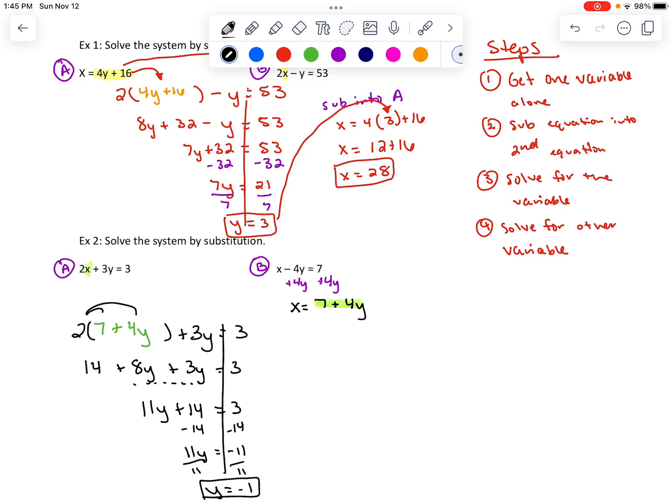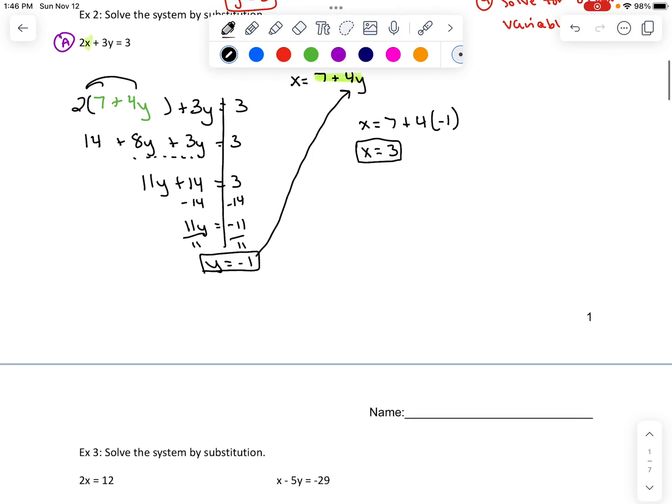Step 3 is complete. Now I need to solve for the other variable. I'm going to plug it into my original, or I can sub it into the one that I got alone. That one's going to be easier. So I have x equals 7 plus 4 times negative 1. x equals 3. Now, what you can do is check to see if your solution's correct. You could take your x and y and plug it into both equation A and equation B and make sure that it works out. If it doesn't, then you know that you've done something wrong.